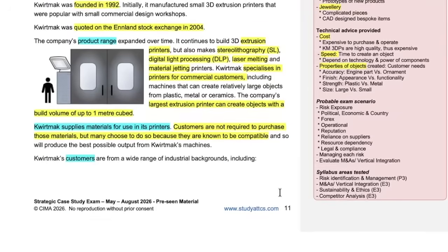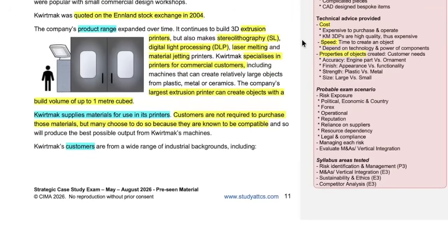And looking at the type of technical advice, we are providing technical advice focused on 3 main elements: cost, speed, and properties of object. So let's try to understand what type of technical advice we provide in terms of cost. As you know, 3D printers are expensive to purchase and operate, because we are not selling a basic machine. We are selling a complex machine, which is utilized for complex manufacturing processes. Therefore, especially the type of 3D printers which are utilized in commercial settings are extremely expensive to purchase and operate.